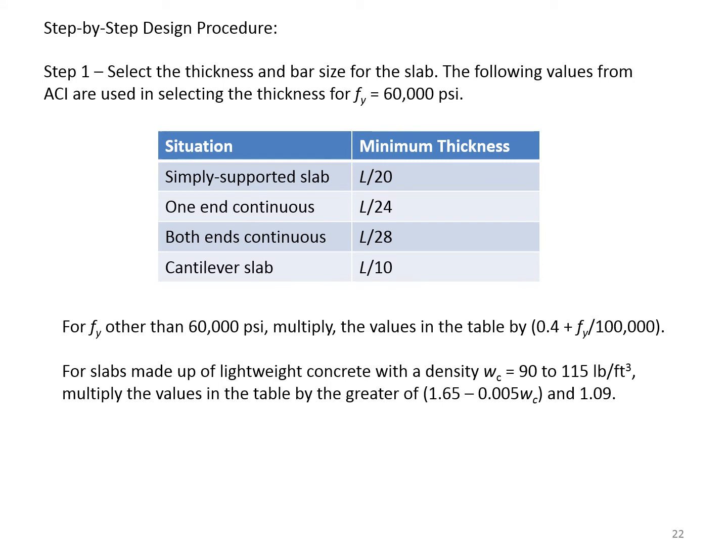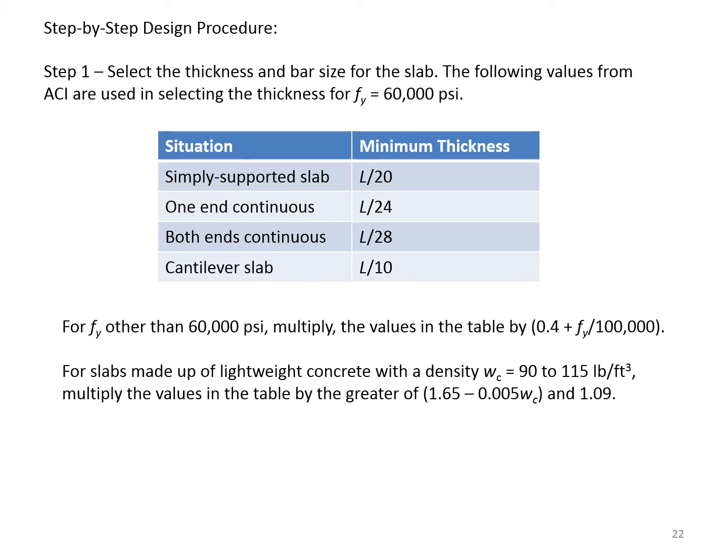A step-by-step design procedure. Step 1. Select the thickness and bar size for the slab. The following values from ACI are used in selecting the thickness of the slab for a case of fy equal to 60,000 psi. For example, for a simply supported slab, the minimum thickness for the slab is L over 20. For fy values other than 60,000 psi, multiply the values in the table by 0.4 plus fy divided by 100,000.